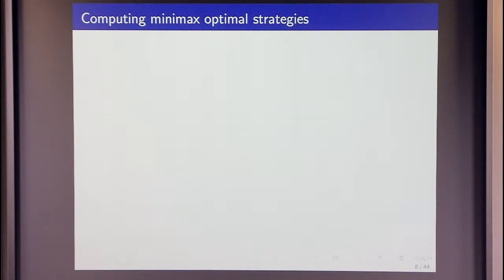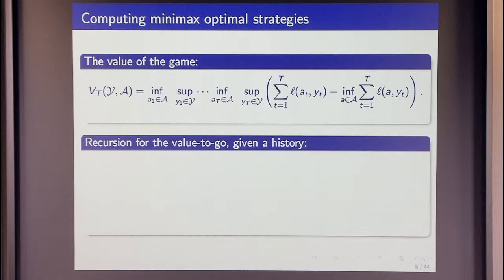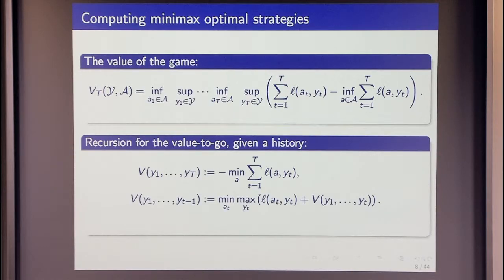Okay, so minimax optimal strategies. That's the value of the game we saw a moment ago. And we can easily write a recursion for that, right? Once we've seen all t outcomes, then that specifies the second term there in the regret, the best we could have done. And then we can just iterate backwards doing this min of our choice, max of the adversary's choice of loss plus the value to go one step further, right?